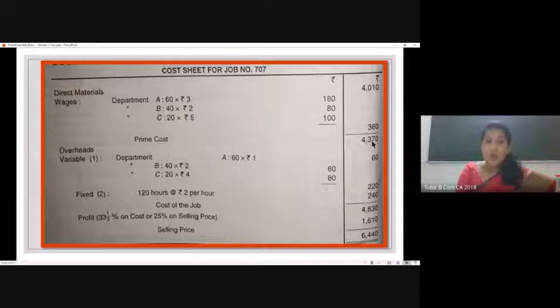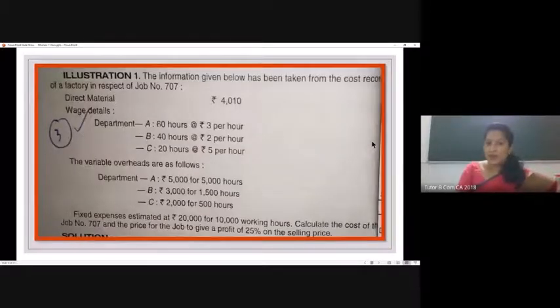Now, as we know, we are going to add the indirect expenses, that is, overhead expenses, which are given in the question. One part is sure for us, fixed overhead. We need to go with the computation of the variable overhead. Now, looking into the question, you can understand that the variable overhead rate is given like this: 5,000 for 5,000 hours. Rupees 5,000 for 5,000 hours. And we know that job number 707 has not operated for 5,000 hours. They have gone with 60 hours with respect to department A.